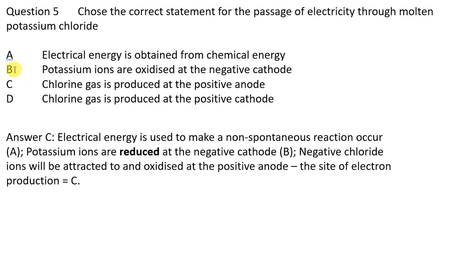For B, potassium ions are oxidized. They cannot be. Potassium ions are positive. Chloride ions are negative. Potassium ions will be reduced. B is no good. I'm now down to my chloride ions. Well, my chloride ions will lose their electrons. In order to do so, they'll be attracted to the positive anode, the site of electron production. Takes me to C.